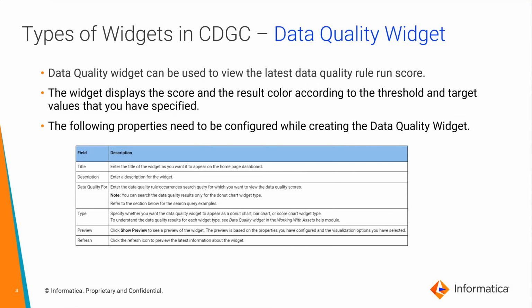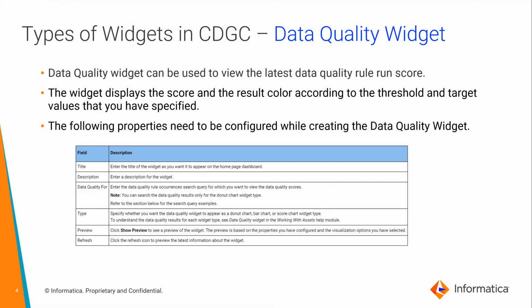The first widget that we're going to have a look into today is going to be the data quality widget. The data quality widget can be used to view the latest data quality rule run score. In CDGC, data quality of a particular data element can be measured or rules can be generated using data quality rule occurrences. You could use the data quality widget to display the scores and results of the data quality runs according to the threshold and the target values that you have specified.